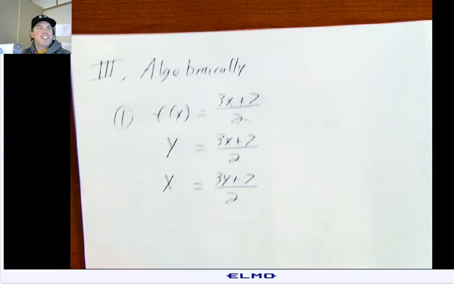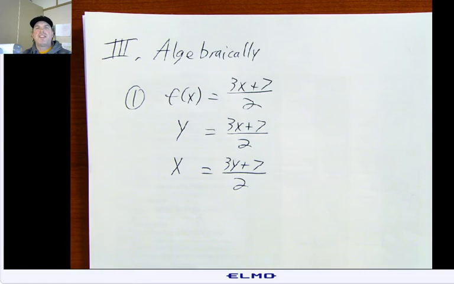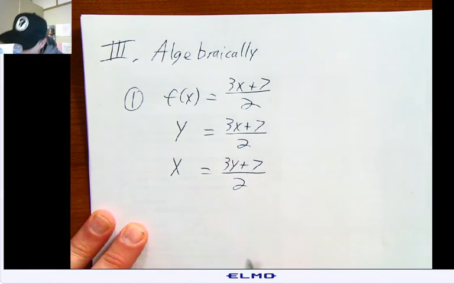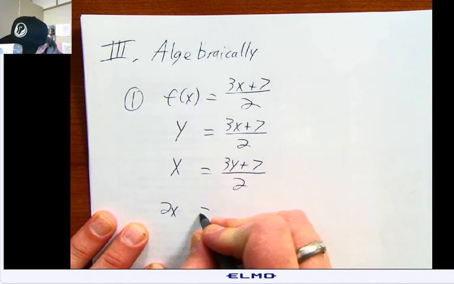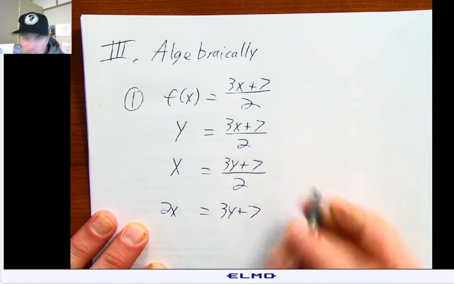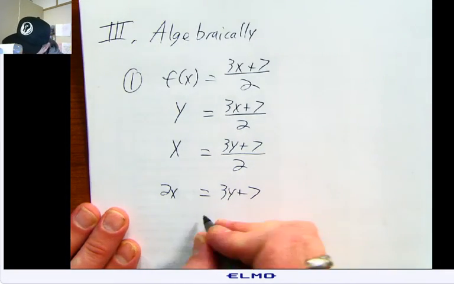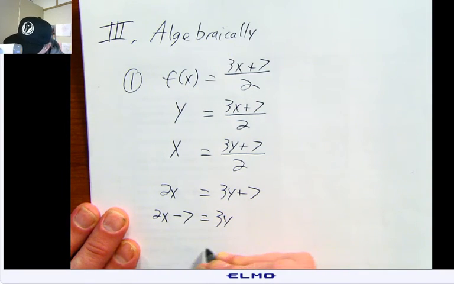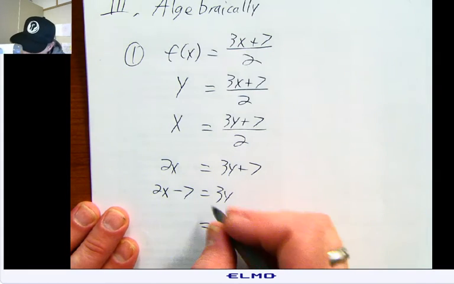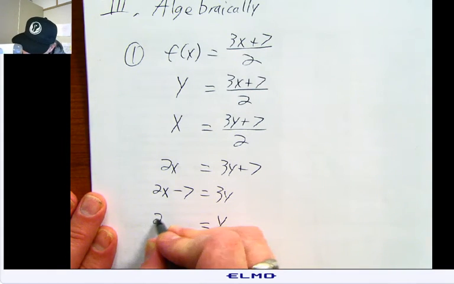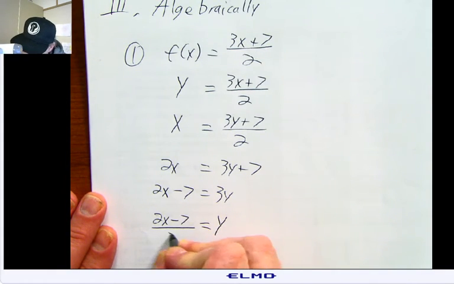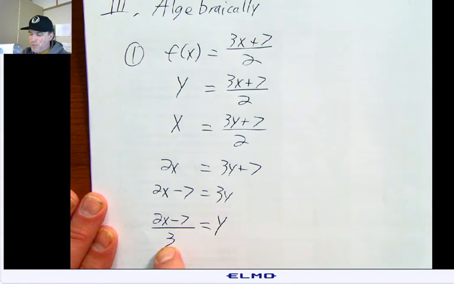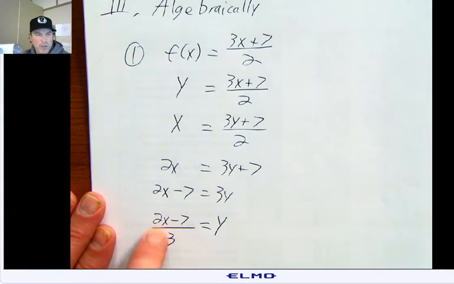And now, last step, we do what we did for the weekend's homework. We solve for y. So I multiply both sides by 2. I get 2x equals 3y plus 7. Subtract 7 from both sides. So 3y equals 2x minus 7. Divide everything in the equation by 3. So y ends up equaling (2x minus 7) all divided by 3. 7 and 3 do not divide evenly. 2 and 3 don't divide evenly. So I'm leaving it just like that.